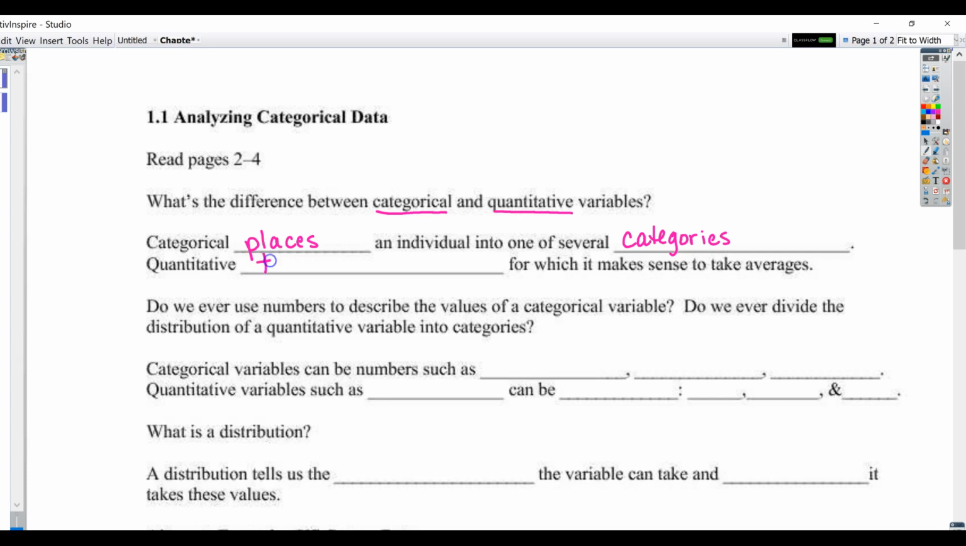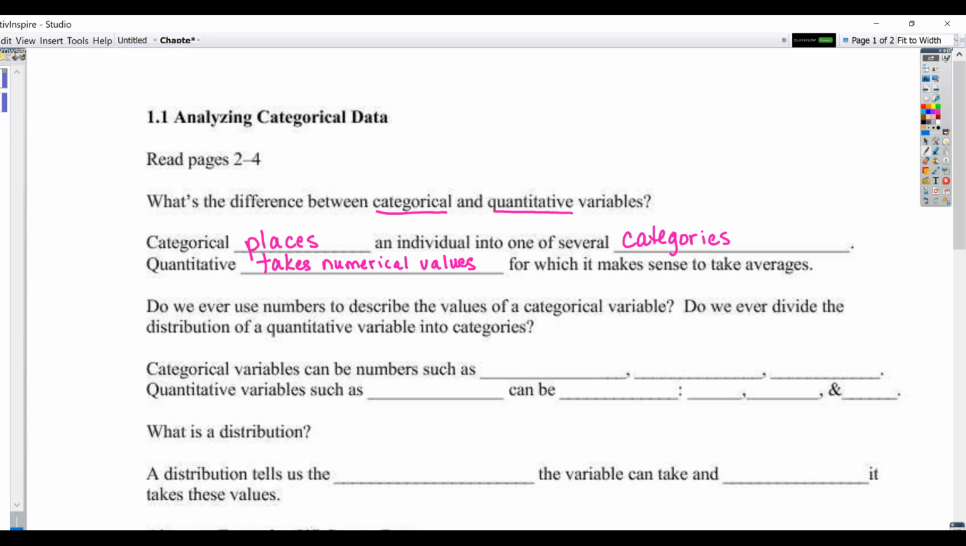Quantitative data takes numerical values for which it makes sense to take averages. So always ask yourself, does the data lend itself to finding the mean or the median, that kind of thing? Categorical data will not. Quantitative data will. It will make sense to do that kind of thing.